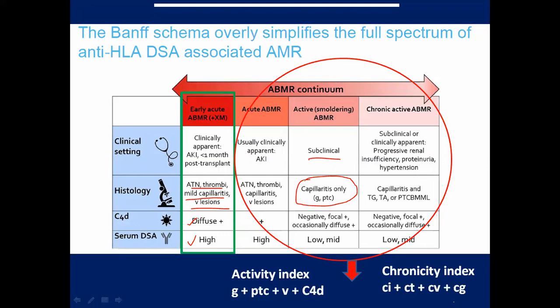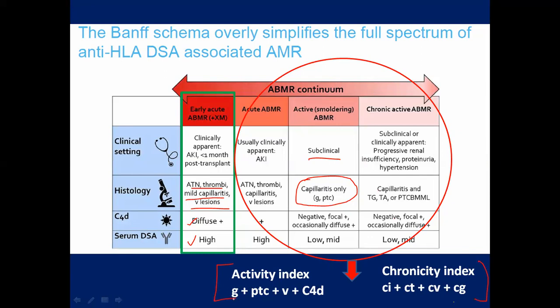So if there is microvascular inflammation, that means glomerulitis and peritubular capillaritis, even if C4D is negative, even if DSA is negative or positive, you should always say that there is still a high possibility that it could be an antibody-mediated process. And they say when it becomes a chronic active antibody-mediated rejection, you are going to see negative C4D staining, and DSA could be low and all that stuff. So what they want to highlight is there is an activity and a chronicity index.